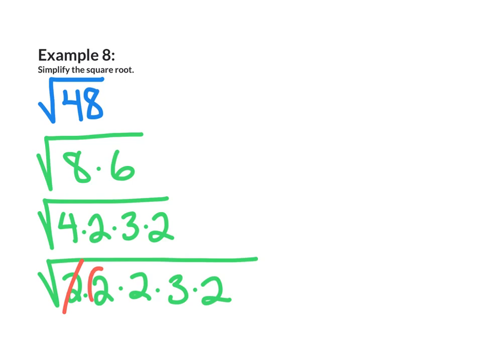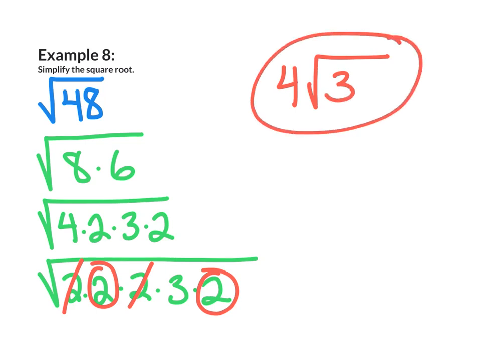So one dies, one escapes. One dies, one escapes. The ones that escape are multiplied together, so 2 times 2 gives me 4. What stays inside the root is the 3. So my answer is 4 root 3.